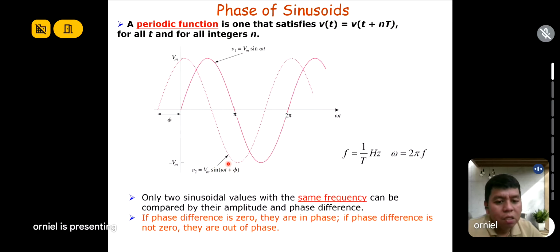So, normally, this is the equation of these two waves or two waveforms. We have Vm sine omega t plus this phase difference between the two. Okay?